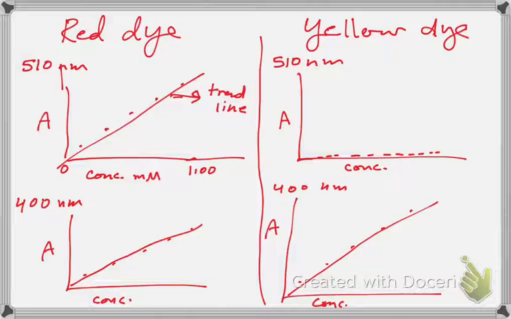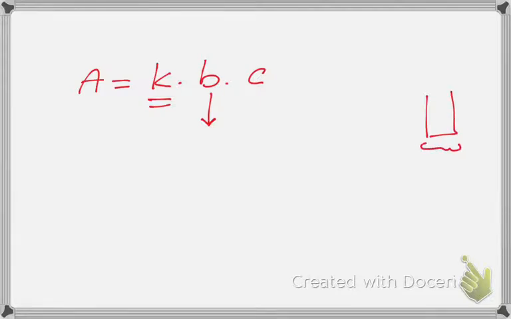Now that we have those, we want to remember Beer's law, which is the equation behind that linear relationship, which says absorbance equals K B C. We are having to find K for our equation. B is the length of the cuvette, the path of the light, and that was 1 centimeter for all of our measurements.